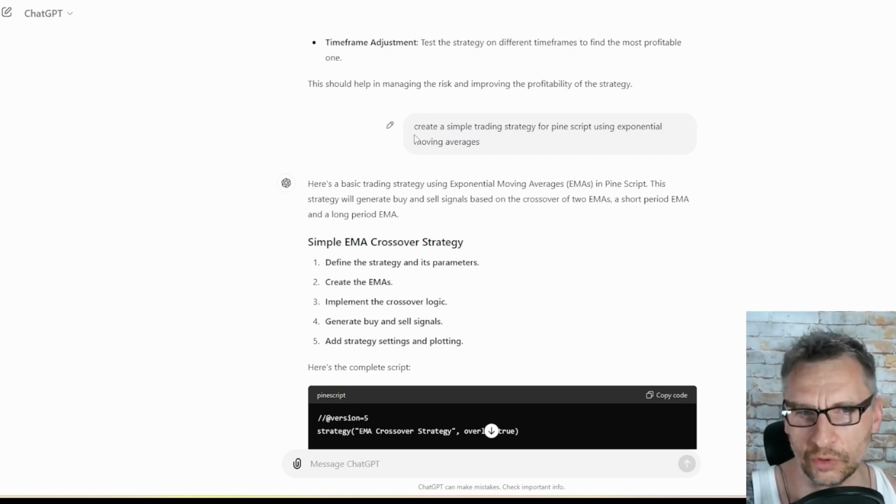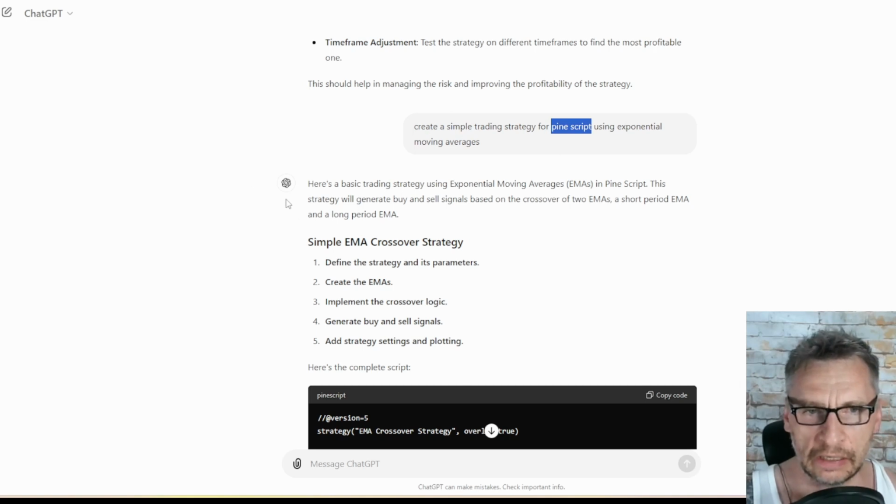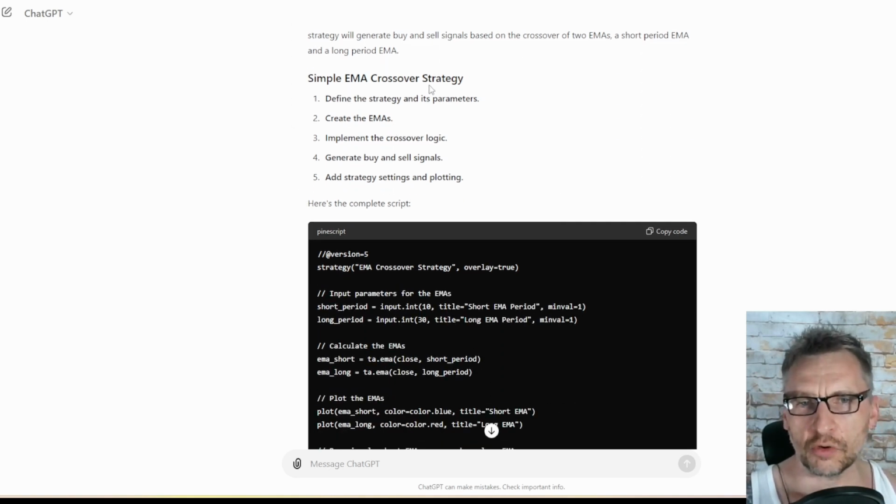But the prompt that I created was: create a simple trading strategy for Pine script using exponential moving averages. Pine script is the script that is used by TradingView, so you need to include that. We'll try another one with RSI or other indicators. Here's a basic trading strategy using exponential moving averages in Pine script. This strategy will generate buy and sell signals based on the crossover of two EMAs, a short period EMA and a long period EMA. Simple EMA crossover strategy. Define the strategy and its parameters, create the EMAs, implement the crossover logic, generate buy and sell signals, add strategy settings and plotting. Here's the complete script.